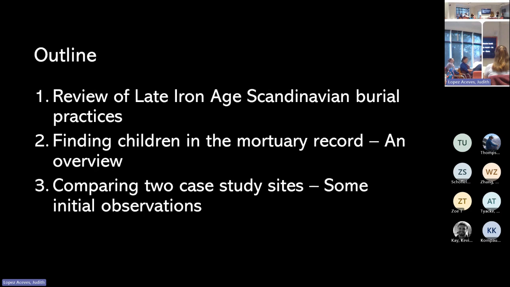So today I'll be talking about a review, very brief because it's going to go on. A review of late Iron and Viking Age Scandinavian burial practices, finding children in the mortuary records, a bit of an overview of what we know so far, and then I'll be comparing two case study sites and making some initial observations.